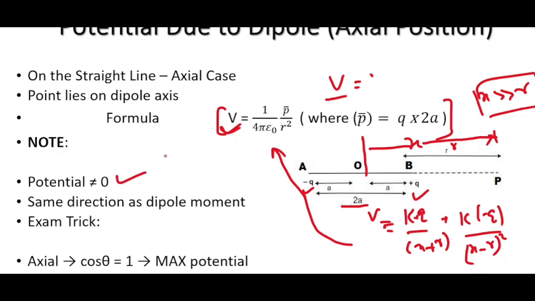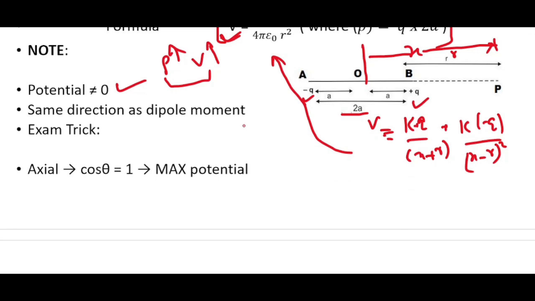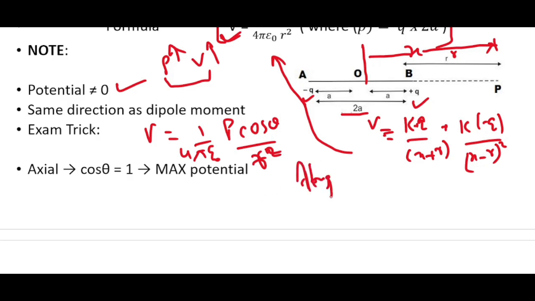The potential is in the same direction as the dipole moment. The potential of this dipole is along the dipole moment P, so V is also in the same direction as the dipole moment. Remember, the actual formula is V is equal to 1 upon 4 pi epsilon naught times P cos theta upon R square. Along the axis, theta is 0 and cos 0 is 1. Therefore, we have written this formula: V is P by 4 pi epsilon naught R square.